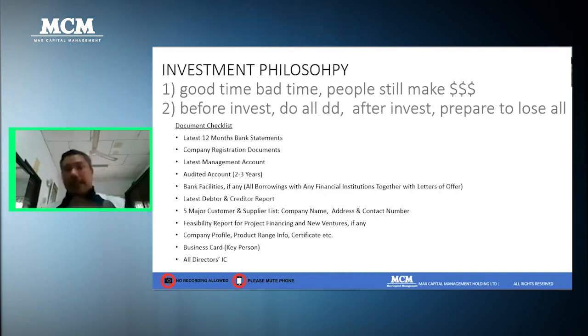So this is a very simple investment philosophy that I always keep repeating and telling myself: good time, bad time, there are still many people making money, right? Why? They always have a strategy, they always do their homework, all right?